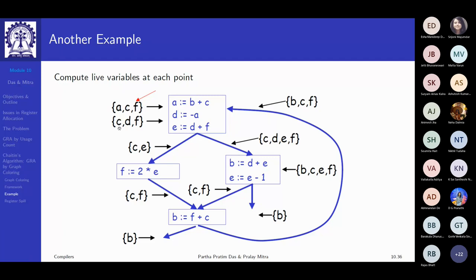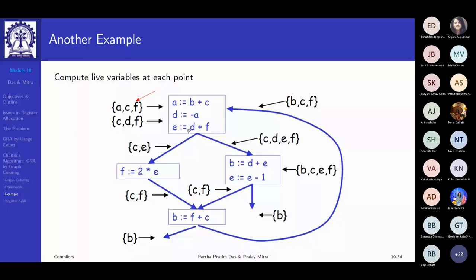After the next statement, A is no more live because A has no further use in the basic block and is not live on exit. F remains live because it still has a use, D remains live, it has a use, and C remains live because it also is live on exit. So CDF will remain live because they are live on exit as well. So in this way, the liveness at every point is computed.